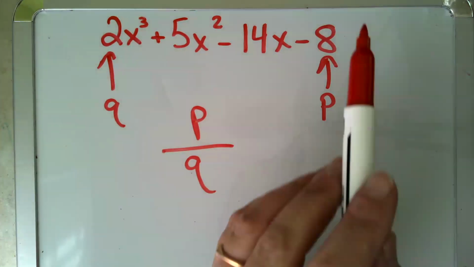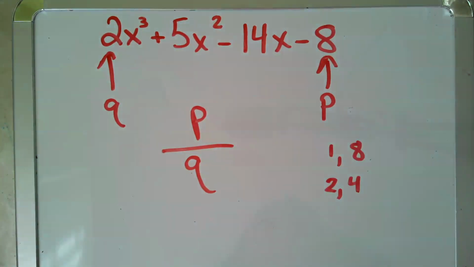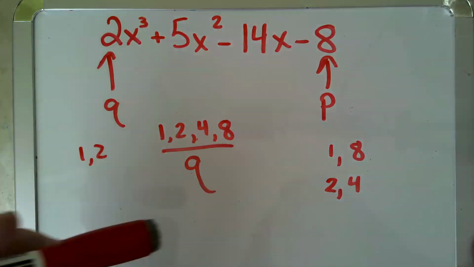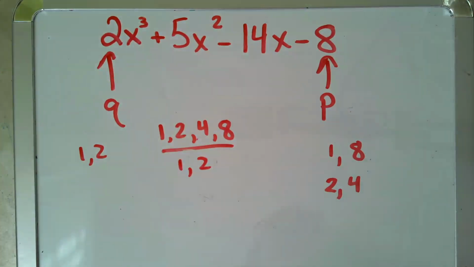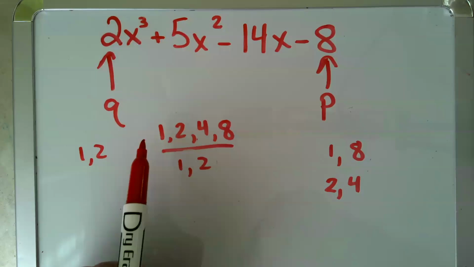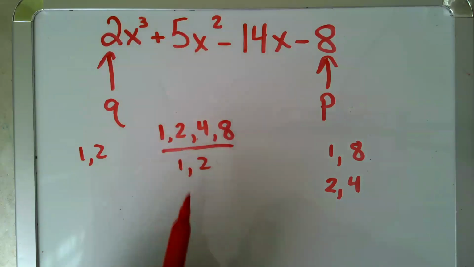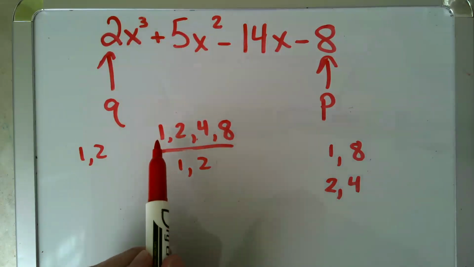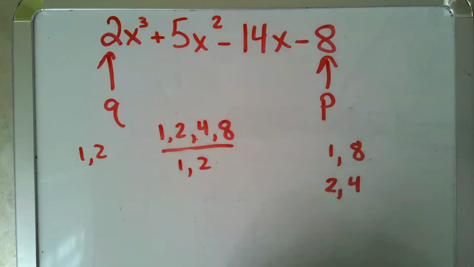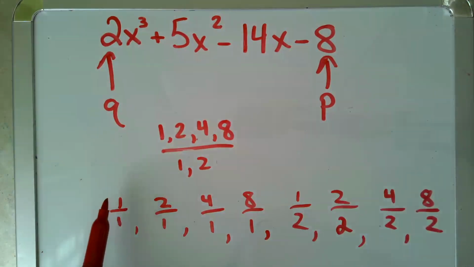Okay, let's start by finding all the factors of p. So we've got 1 and 8 and 2 and 4, and that's it. So I'm putting those as the numerator. And then the factors of our q are just 1 and 2. And now what we're going to do is take each of our numerator factors and put them over our denominator, and then do it again, each of our numerator factors over the other factor in our denominator. So that gives us the following list. So that's each of our numerator factors over 1, and each of our numerator factors over 2.